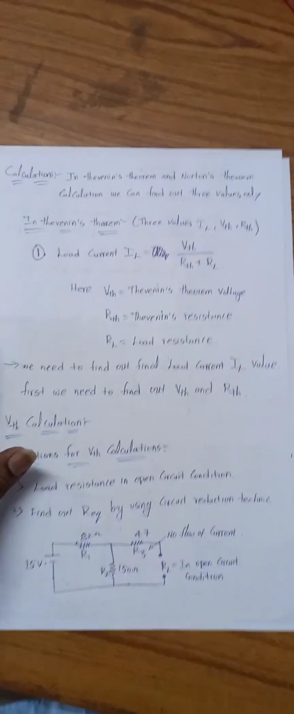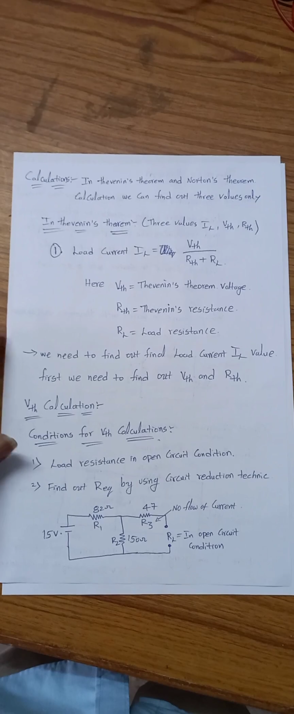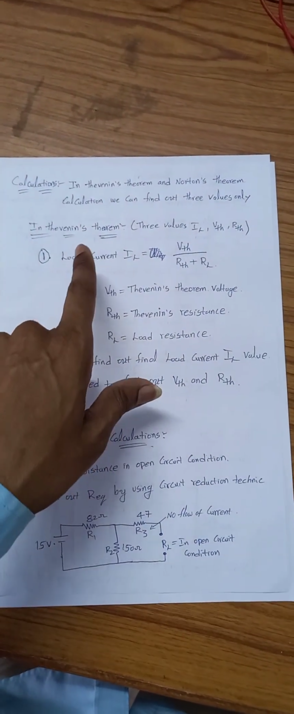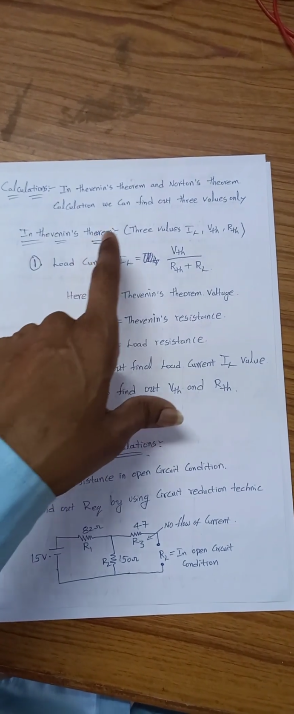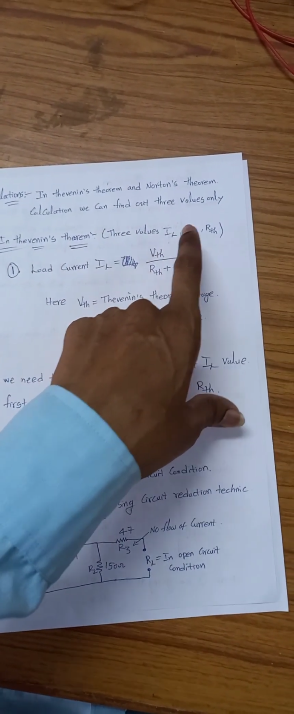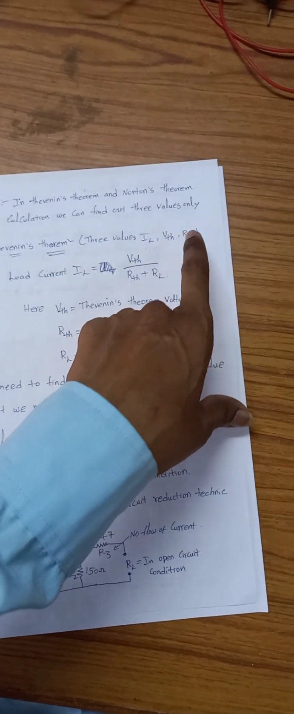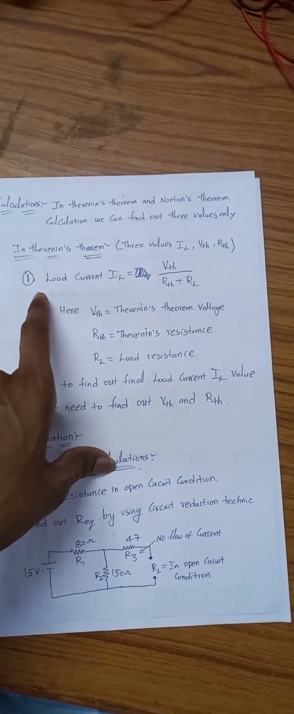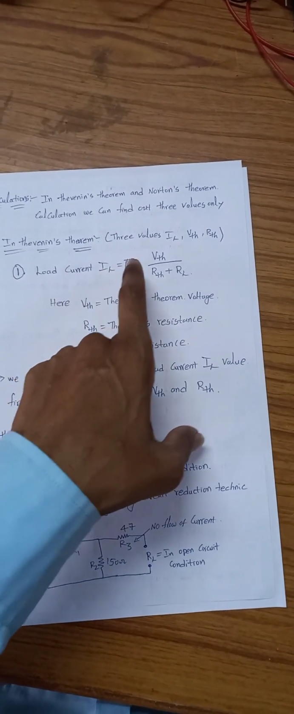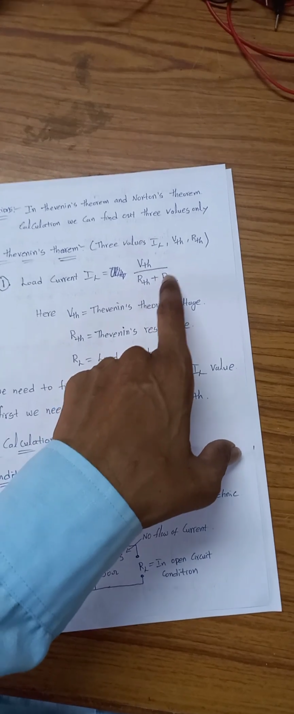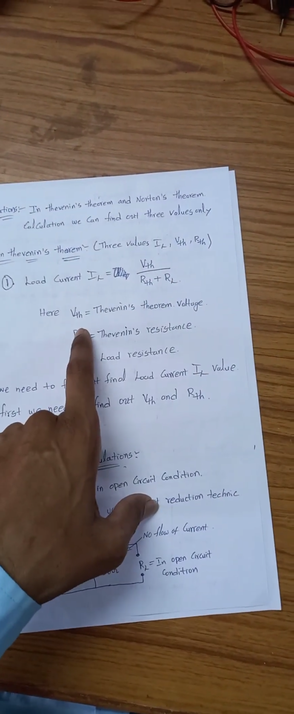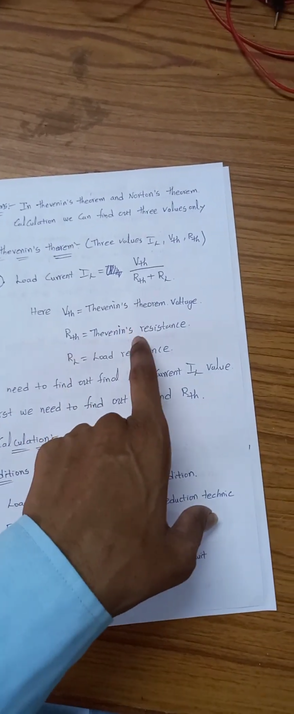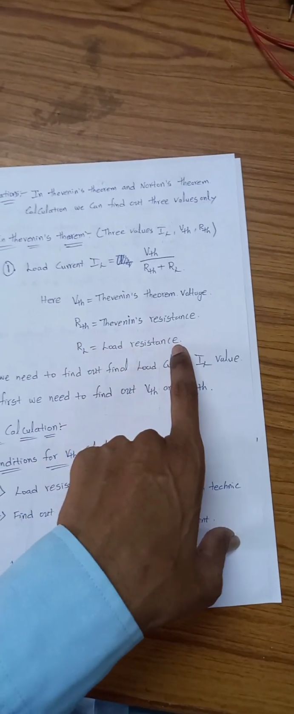In Thevenin's theorem as well as Norton's theorem, in both the calculations we are calculating only three values majorly. In Thevenin's theorem first we are going to calculate IL, the load current, Thevenin voltage V Thevenin, and Thevenin resistance R Thevenin. Finally we are calculating load current IL, that is equal to V Thevenin by R Thevenin plus RL. Here V Thevenin equals Thevenin voltage, R Thevenin equals Thevenin resistance, and RL equals load resistance.